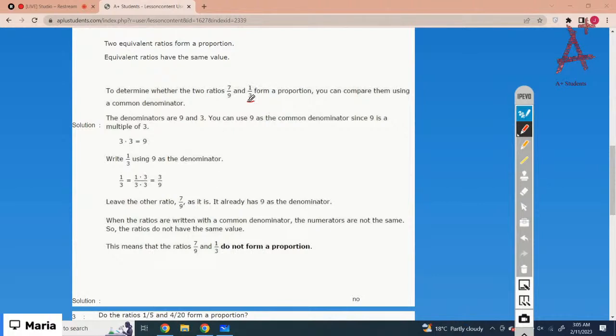Here you have 1 over 3 and here you have 7 over 9. Basically you have to make this smaller denominator also equal to 9. Got it? 3 times 3 makes 9. So let's multiply this fraction by 3: 1 times 3 and 3 times 3. 1 times 3 is 3, so we get 3 over 9. Now 3 over 9 and the other fraction is 7 over 9. They have common denominators, but they have different numerators. They are not the same. If their numerators are the same, that means the fractions form a proportion. Now they have the same denominator but different numerators. That means they don't form a proportion. Got it? Let's start with the practice questions.